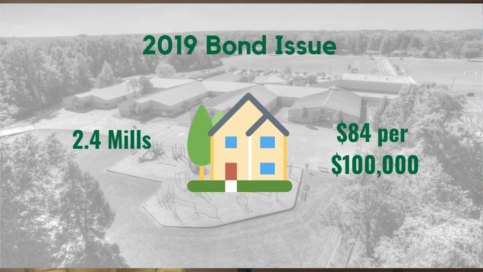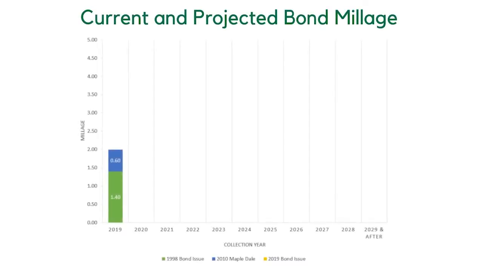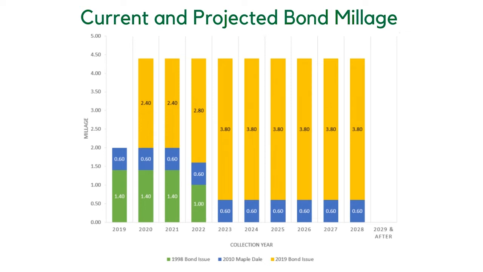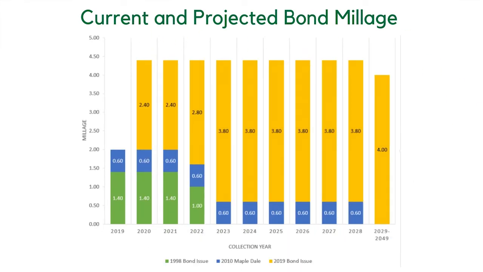By structuring the debt this way, the increased cost over what our community members currently pay for the issue will be not more than $84 per $100,000 of market value of their home. Taxpayers currently pay 2 mils in property tax for bond issues. If approved, taxpayers will pay no more than 4.4 mils in property taxes for all district bond issues through 2028. Once the 1998 and 2010 bond issues are retired, the property tax rate for the new bonds will be 4 mils for the remaining term of the levy.